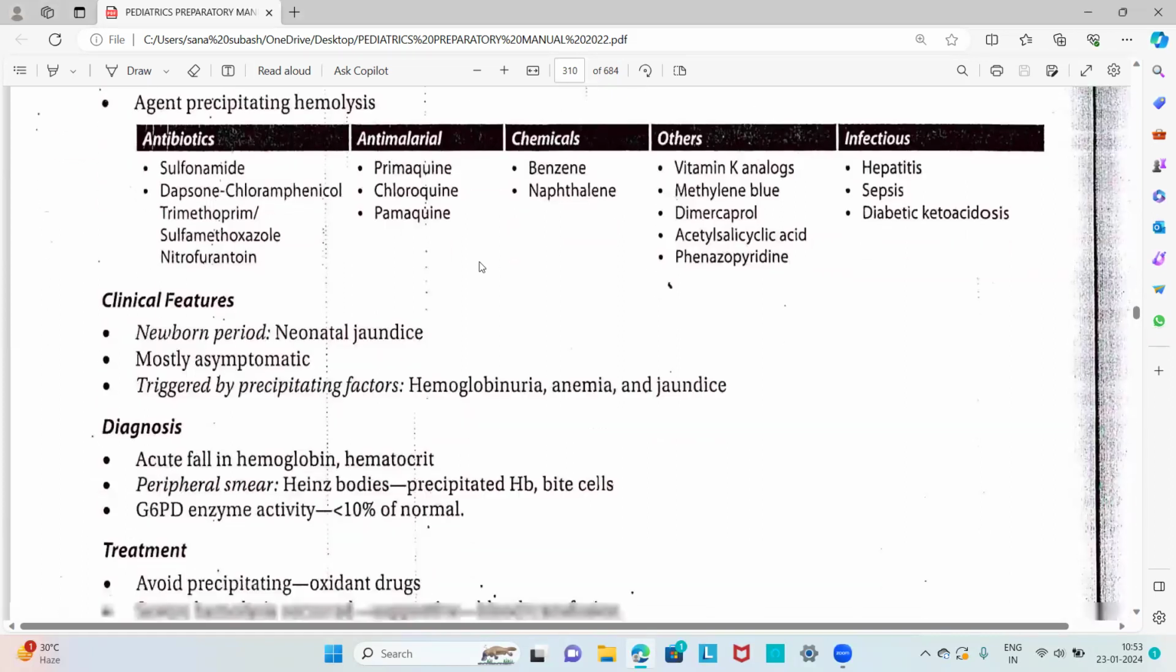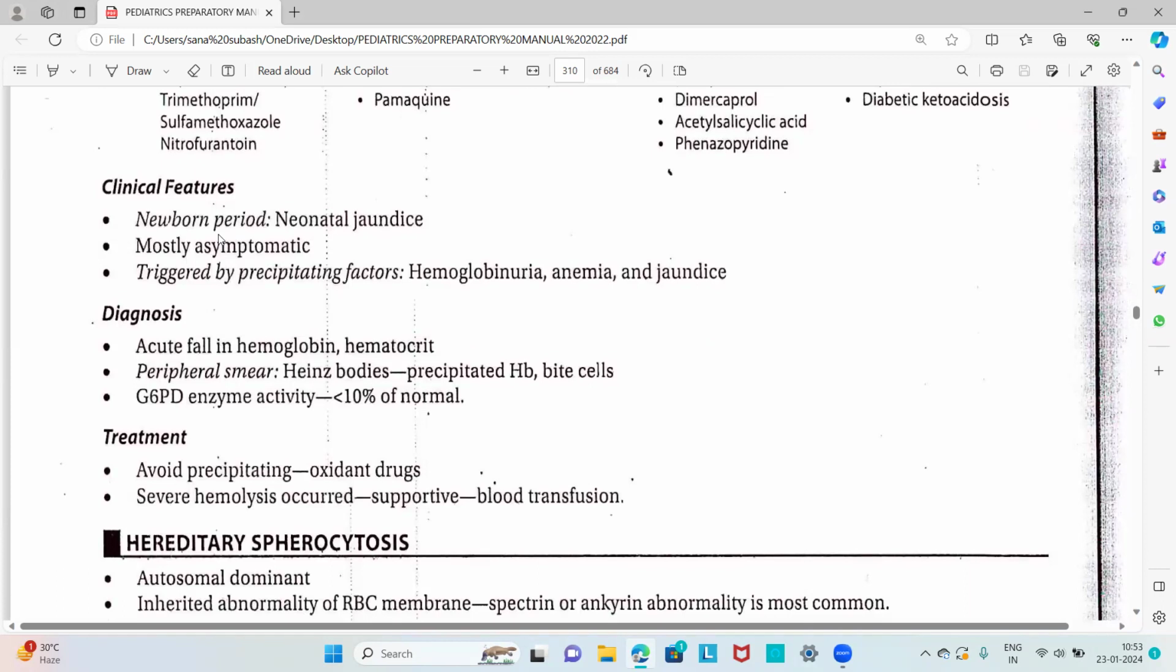Clinical features of G6PD deficiency: in the newborn period, it usually presents with neonatal jaundice because of increased hemolysis, and mostly it is asymptomatic, triggered by precipitating factors, with hemoglobinuria, anemia, and jaundice. For diagnosis, there will be an acute fall in hemoglobin and hematocrit, which is indicative of G6PD deficiency. In the peripheral smear, we see Heinz bodies, that is, precipitated hemoglobin in the red cells. G6PD enzyme activity less than 10% of normal is indicative of the diagnosis of G6PD deficiency.